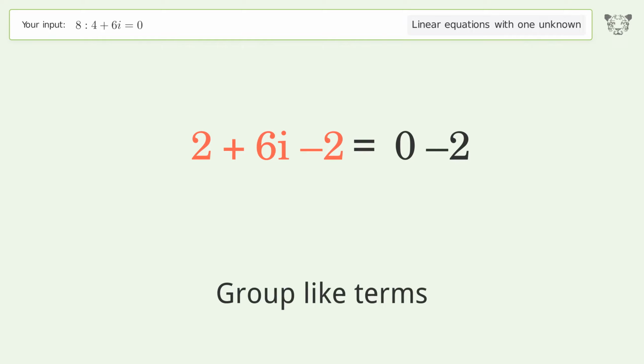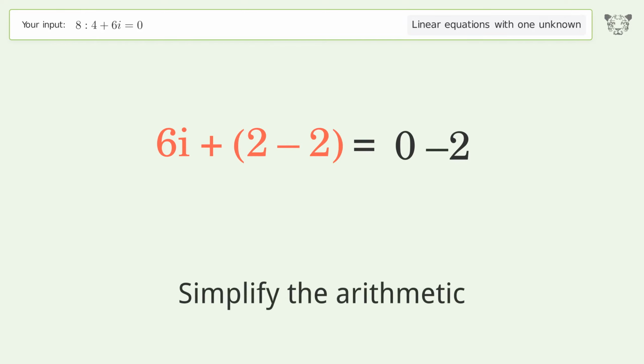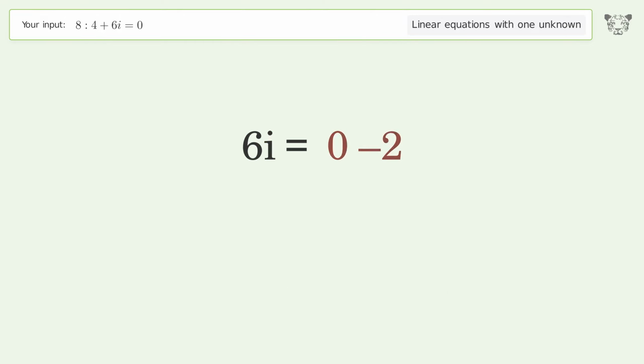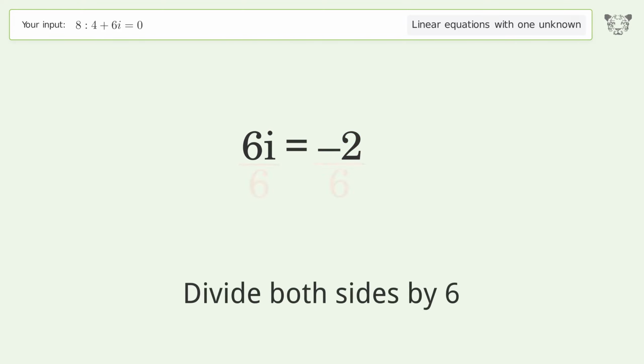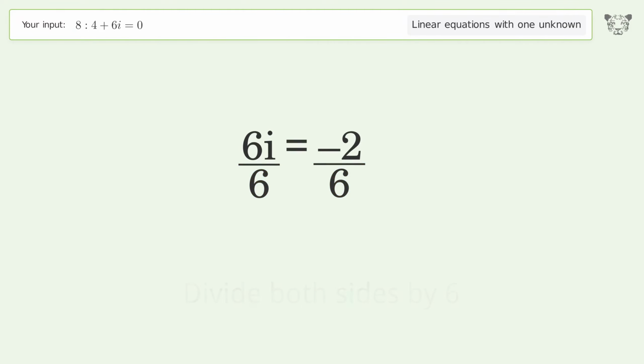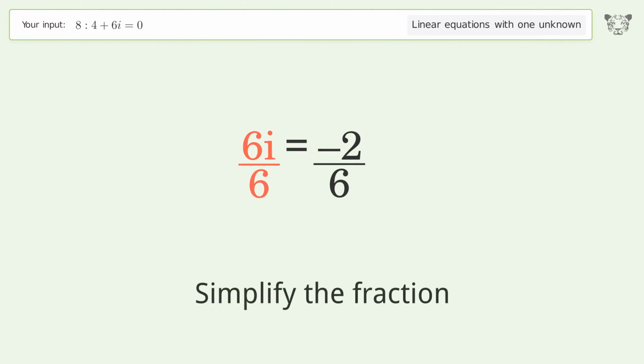Group like terms. Simplify the arithmetic. Isolate the I. Divide both sides by 6. Simplify the fraction.